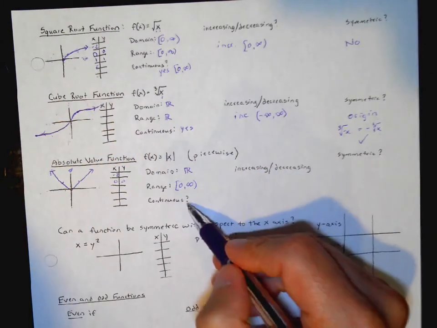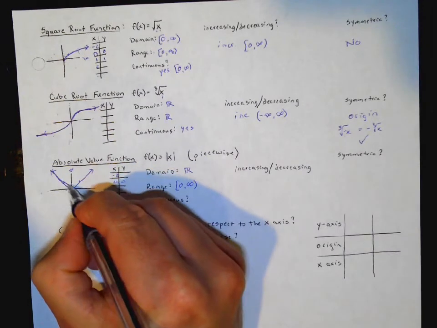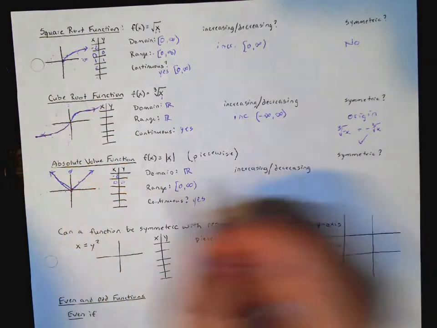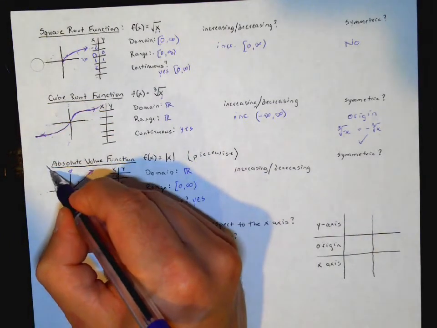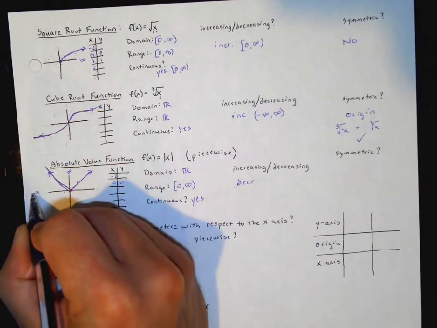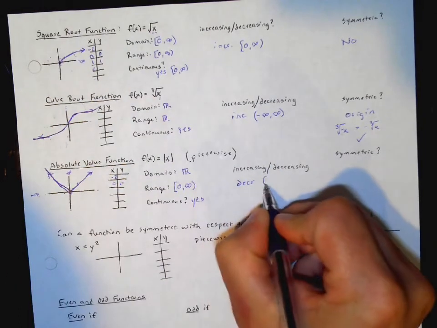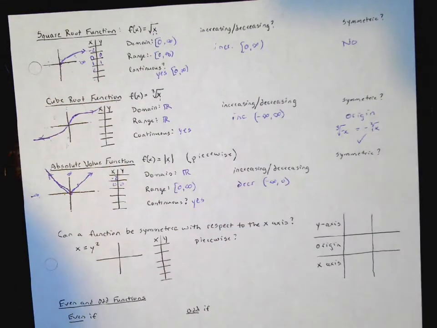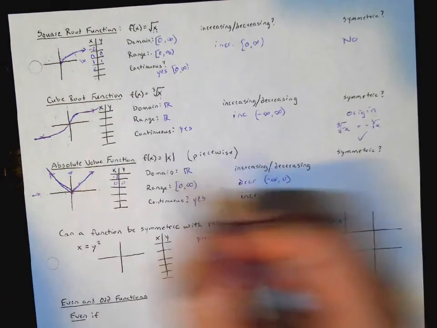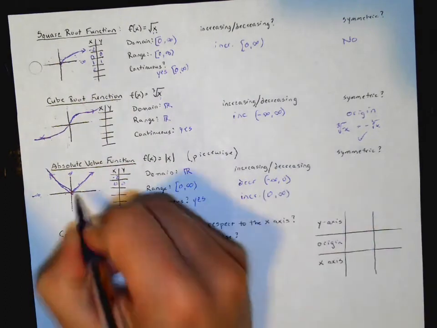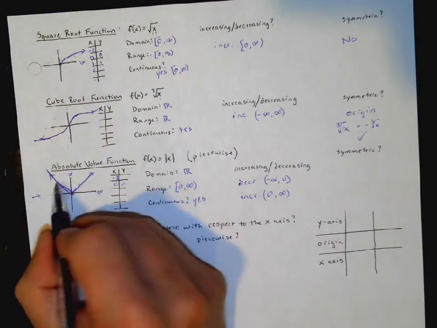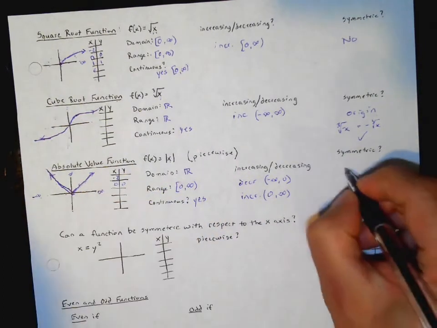Continuous: I can start here and I can draw the whole way through. So yes, it is continuous. Here from left to right, it is decreasing. So it's decreasing from negative infinity up through 0. And then at 0, it changes and it starts to increase. So from 0 through infinity, it is increasing. And you can see here, it is symmetric across your y-axis.